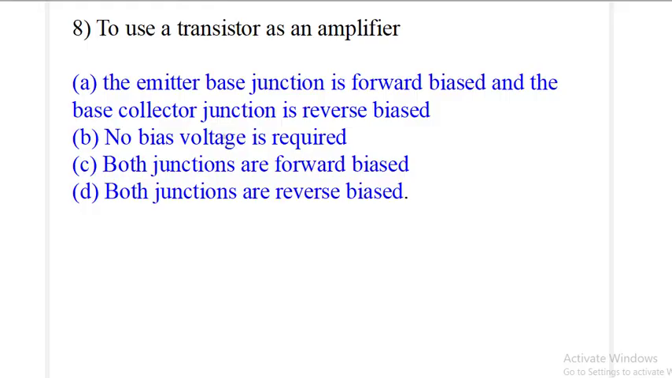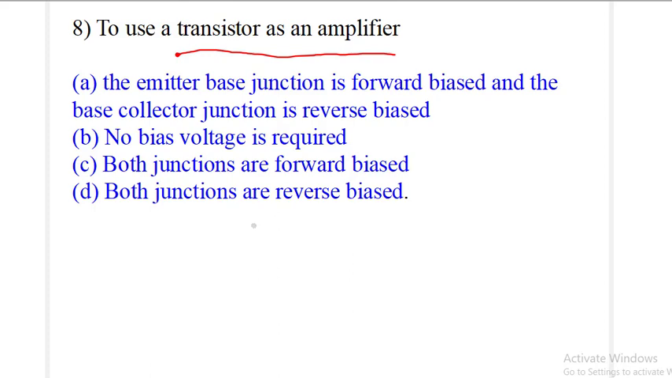Now next is question number 8. To use a transistor as an amplifier, what should be done? The emitter base should be forward biased and collector base should be reverse biased, or no biasing voltage, or both junctions should be forward, or both should be reverse.